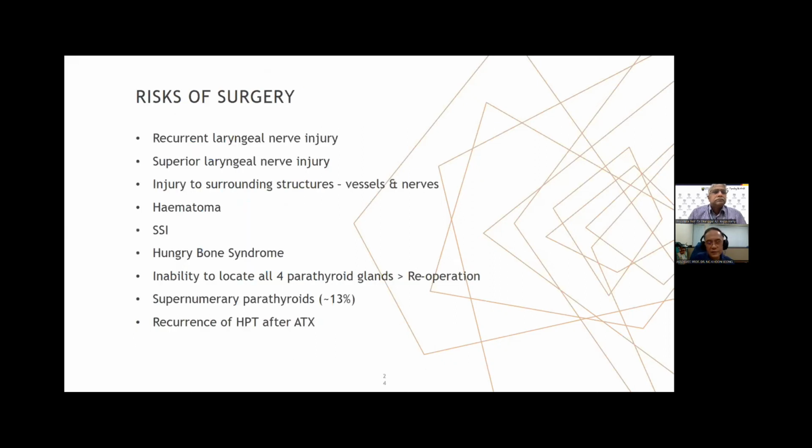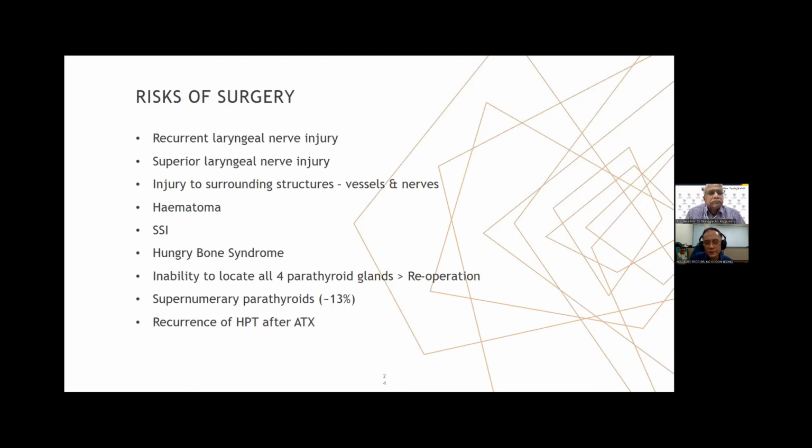So what are the risks of surgery? Risks of surgery are listed: recurrent laryngeal nerve injury, very rarely superior laryngeal nerve injury, injury to surrounding structures, hematoma, SSI. Probably hematoma and SSIs are because the CKD patients have decreased immunity. Yeah, and of course, hungry bone syndrome.